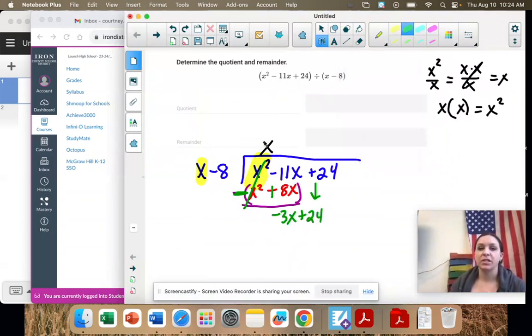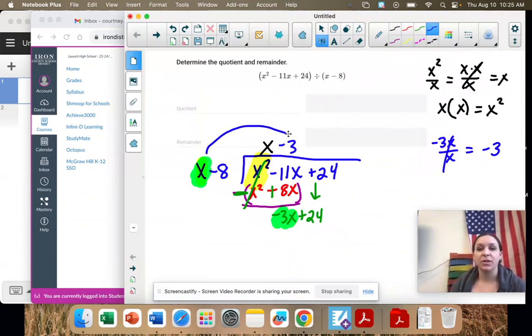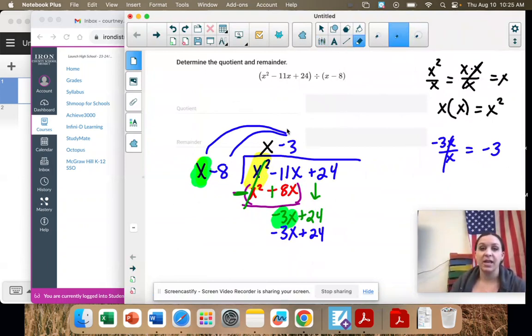So now we're focused on x and negative 3x. And you want to think, what do I have to multiply x by to get negative 3x? Can you see it? Take negative 3x divided by x and you just get negative 3. The goal here is when you multiply that, these are the same. That's what you want. Then the other number just comes along with it. Negative 3 times negative 8 is positive 24. So those are the same.